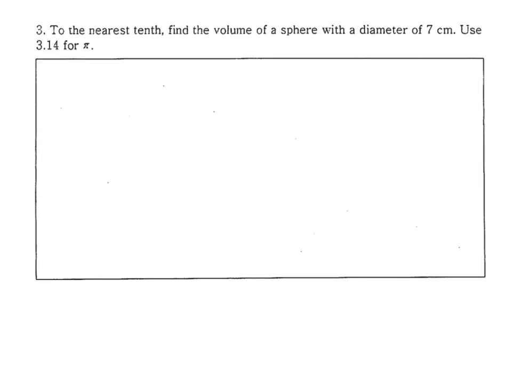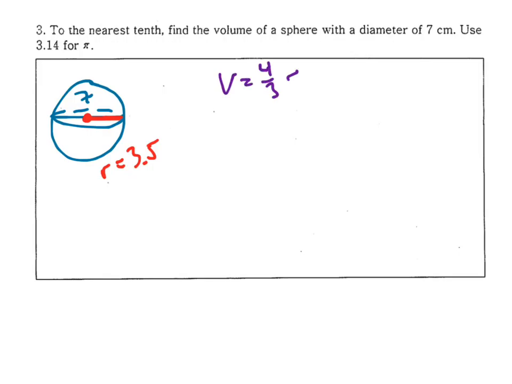Number 3. To the nearest tenth, find the volume of a sphere with a diameter of 7 centimeters. Use 3.14 for pi. So I'm going to sketch. There's my diameter of 7. What do we need for the formula, though? We need the radius. Radius is half of that, 3.5. My formula, volume equals 4/3 pi r cubed. Plug in 3.5 for the radius. Volume equals 4/3 times pi times 3.5 cubed.